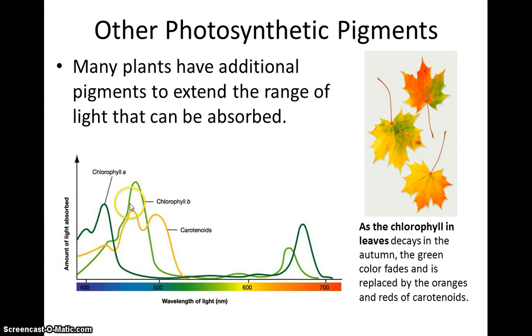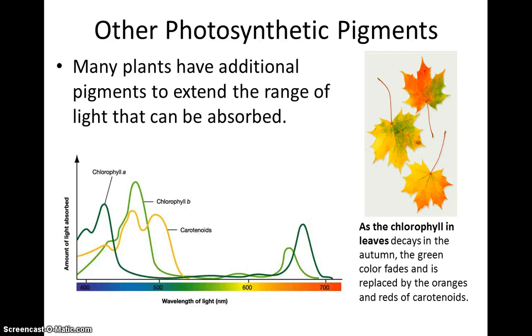If we look, you can see a clear example of how the carotenoids are absorbing wavelengths of light that chlorophyll A and B do not. So again, this extends what's called the range, the overall distance of wavelengths that can be absorbed, and this makes photosynthesis more efficient.